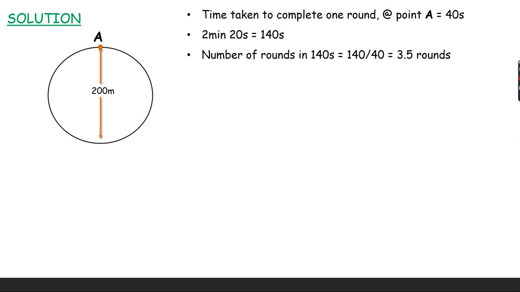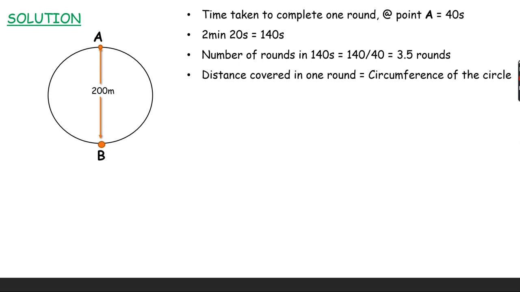So now we will see where my athlete is after 3.5 rounds. So let us see. This is his first round, second round, third round, and 3.5 round. At 3.5, my athlete is at point B. So how do I find the distance? We have a circle and there is a circumference of the circle, right? So I can directly find the circumference of the circle and multiply it by 3.5. So I will get the distance the athlete traveled in 140 seconds.